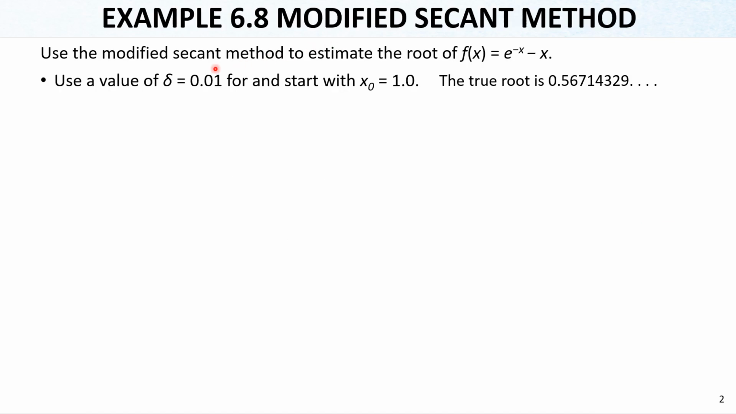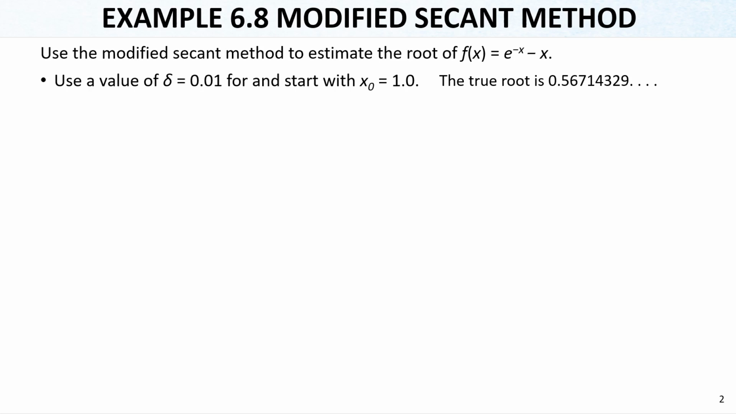In this slide, we will use the modified secant method to estimate the root of this function as an example. This is example 6.8, and the delta value we want to use is 0.01, and the initial value is 1, and we know that the true root is this value. So here it is important to understand how we use this delta value.